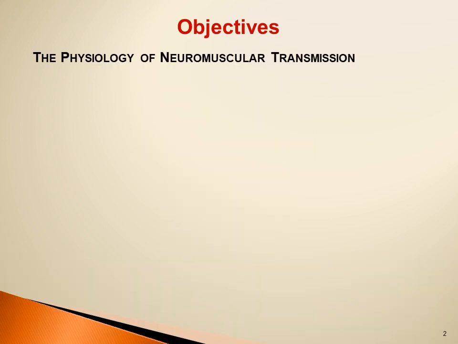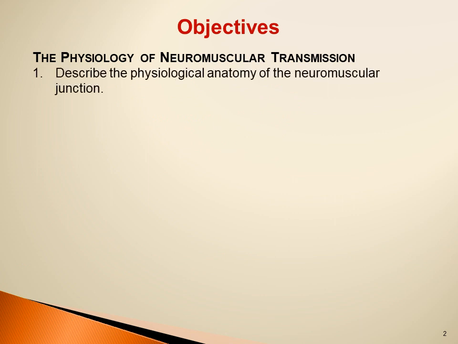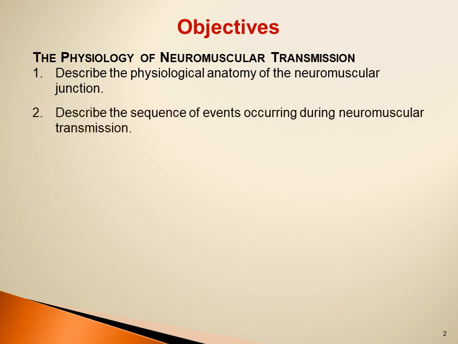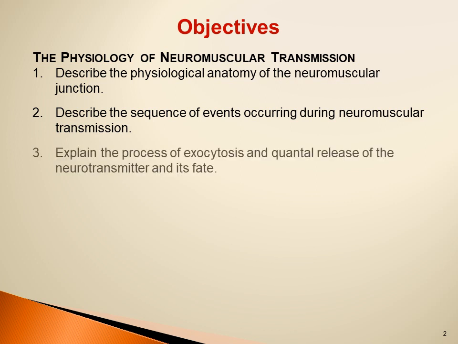First, let's start with the objectives. The first objective is to describe the physiological anatomy of the neuromuscular junction. Then describe the sequence of events occurring during neuromuscular transmission. Then I will explain the process of exocytosis and the concept of quanta release of the neurotransmitter and its fate. And here we are talking about acetylcholine.